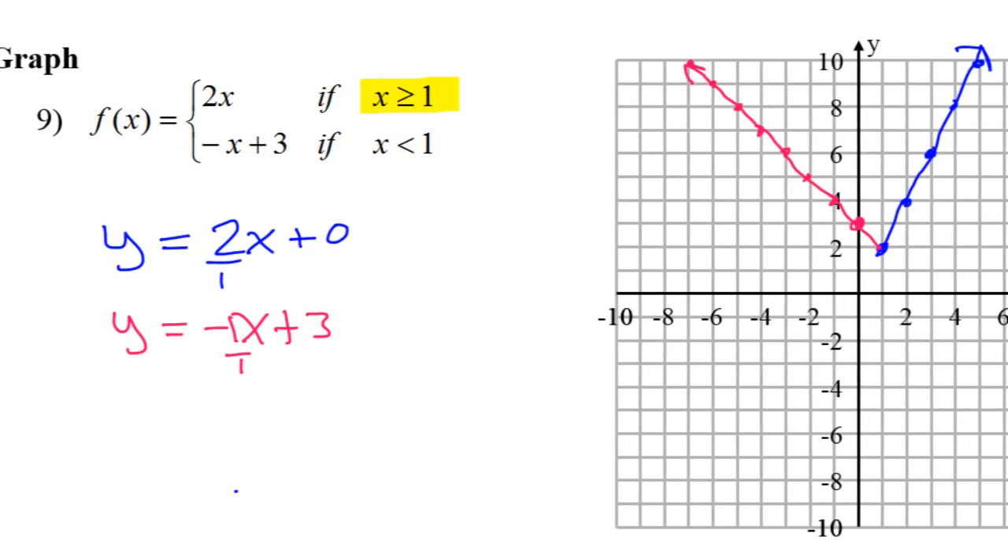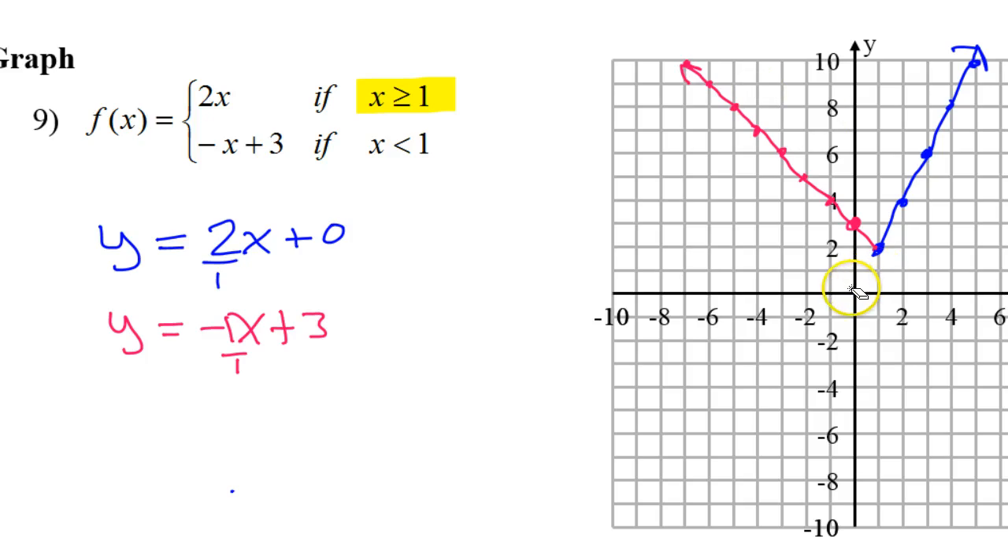Now, the question is: is there a way to come up with this graph without drawing the entire line first and then sort of trying to erase parts of it? Okay, is there a more efficient way to do it? And here's what I would recommend. Focus on the condition. Focus on this value right here. X is greater than or equal to 1, x is less than 1.